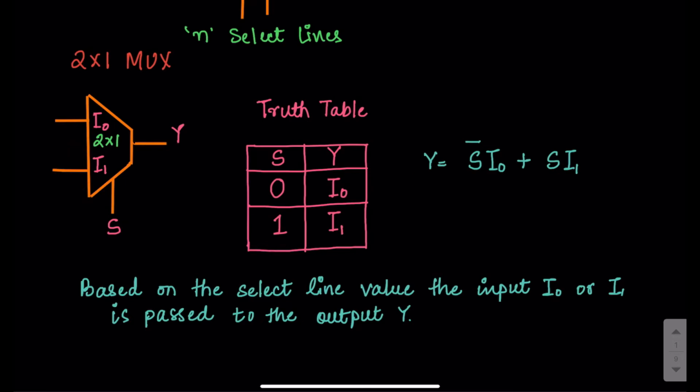So we can also write the Boolean expression that the output is equivalent to S bar I0 plus S I1. If you look at this equation, you can clearly understand that when S is substituted as 0, then you will have Y equal to I0, and when S is equal to 1, you will get Y equal to I1.